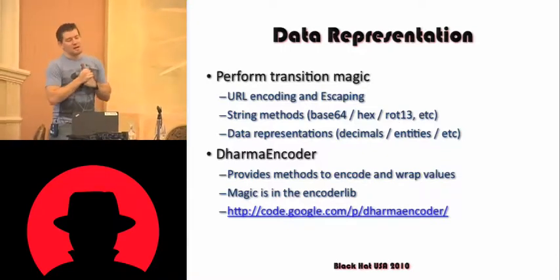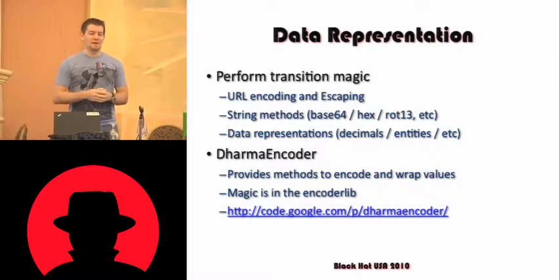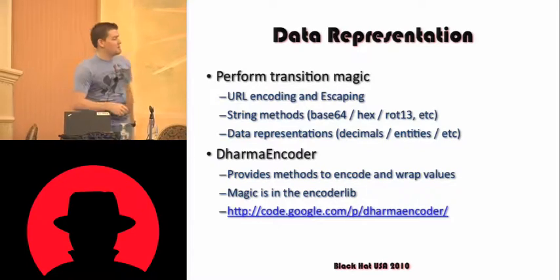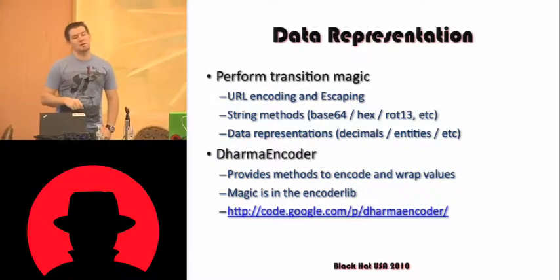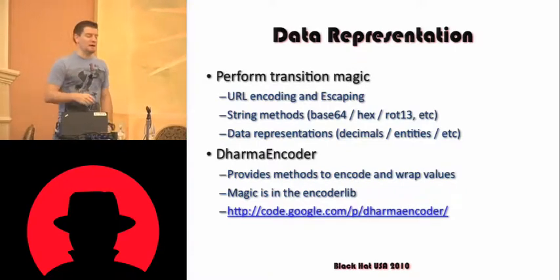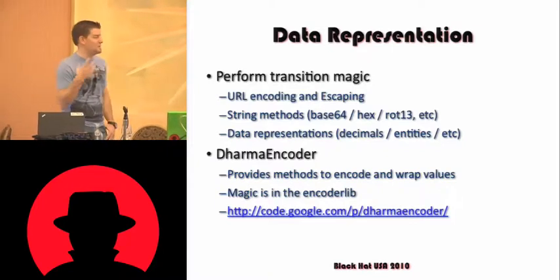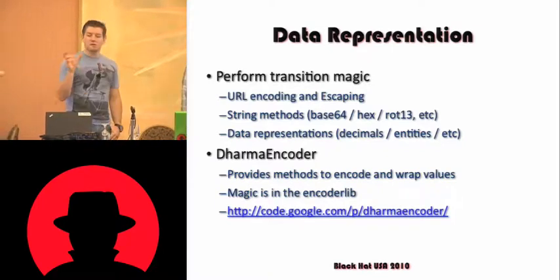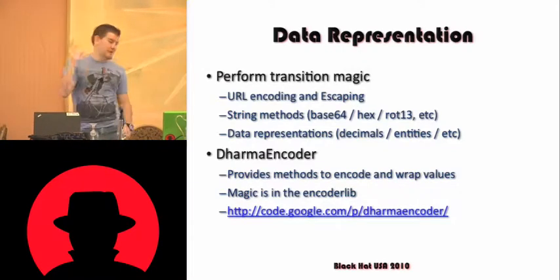Dharma encoder is a tool I wrote because I like having a standalone encoder, and I also like wrapping values in text. The magic of Dharma encoder is in the encoder lib, so if you want to know how to represent data a certain way in Python, like SQL character encoding and Oracle encoding and a bunch of other things, you can just look through the encoder lib on the Google code site.